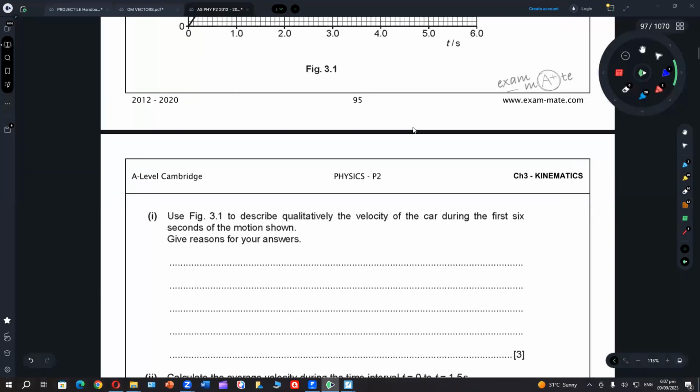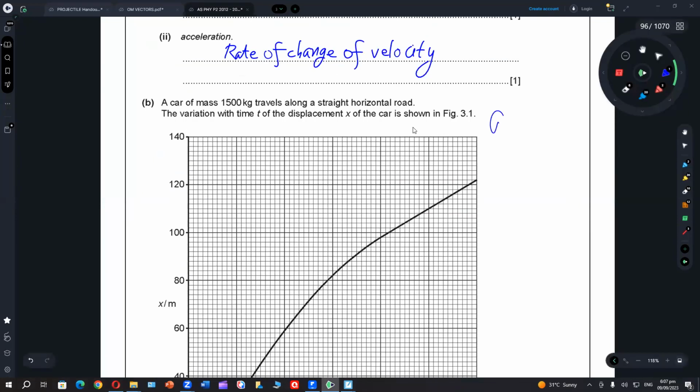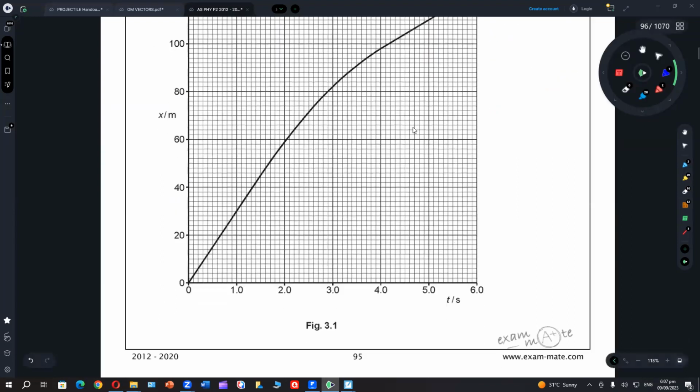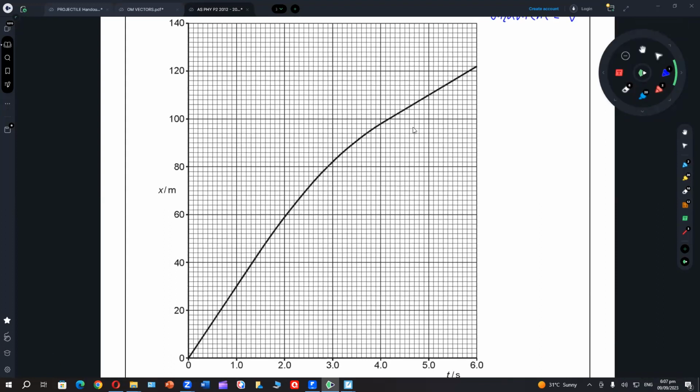This is one of their favorite topics, and whenever I explain sketches, I always tell students that a sketch has few parameters: gradient, area, ratio, and then the shape. So the gradient of a displacement time sketch shows velocity. So first I recall that gradient is equal to velocity. First 6 seconds. Look at this screen.